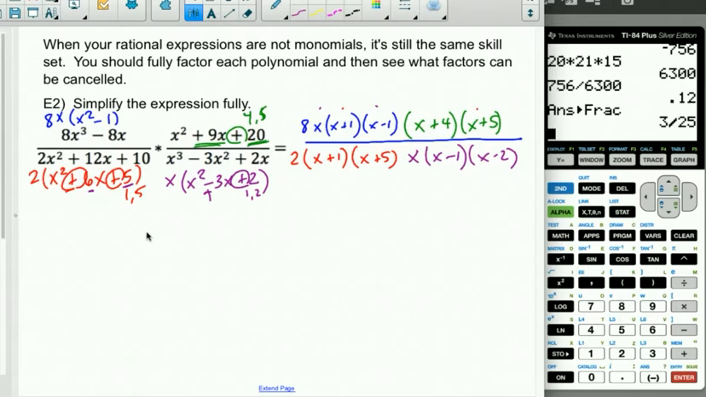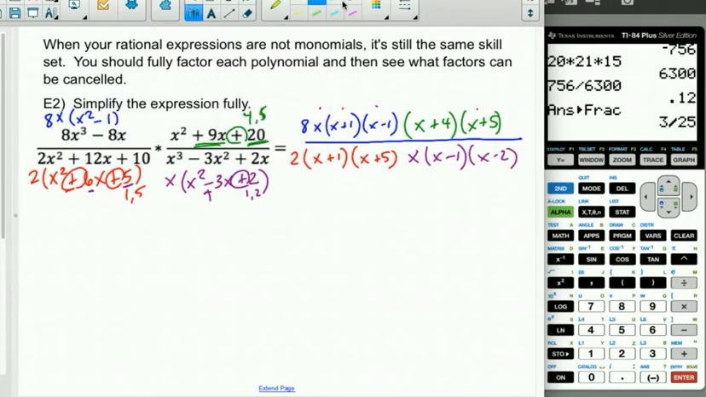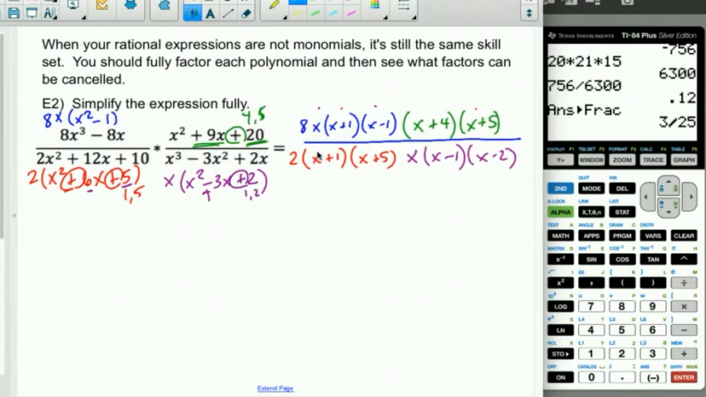So a good hint is that most of the time these problems are designed for a lot of stuff to cancel, and if something doesn't cancel, then you probably did something wrong. So let's walk through and see what cancels. We'll go ahead and use the yellow highlighter to see what cancels. So I see that there's an x plus 1 on the top and an x plus 1 on the bottom. That cancels. There's an x minus 1 on the top and an x minus 1 on the bottom.